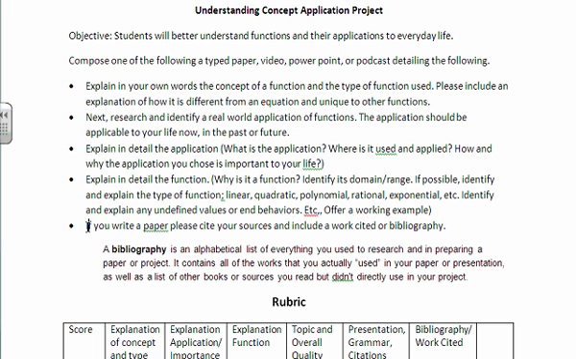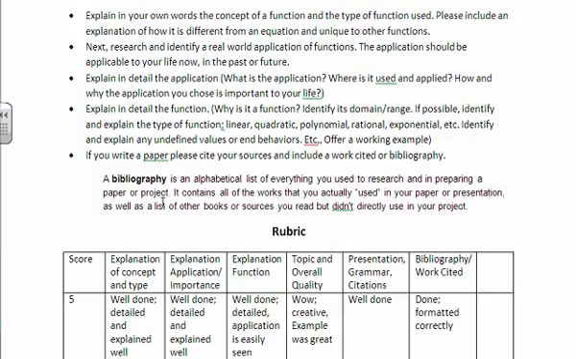Then finally, in your paper, if you write a paper, please cite your sources. Also, if you do a PowerPoint or a video, make sure you have pictures or sources where you get that information from. If you use any pictures, make sure you cite those properly, because that is very important to do. So all the things that you use in your English classes and other classes, you need to apply that. And then finally, you need to have a bibliography.